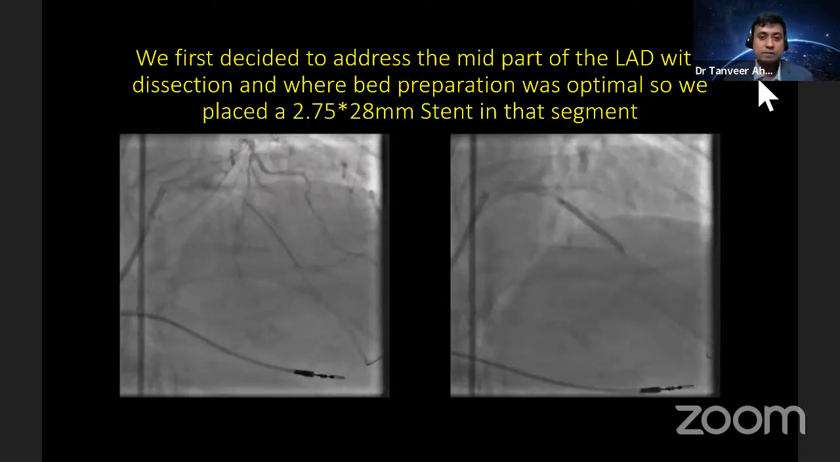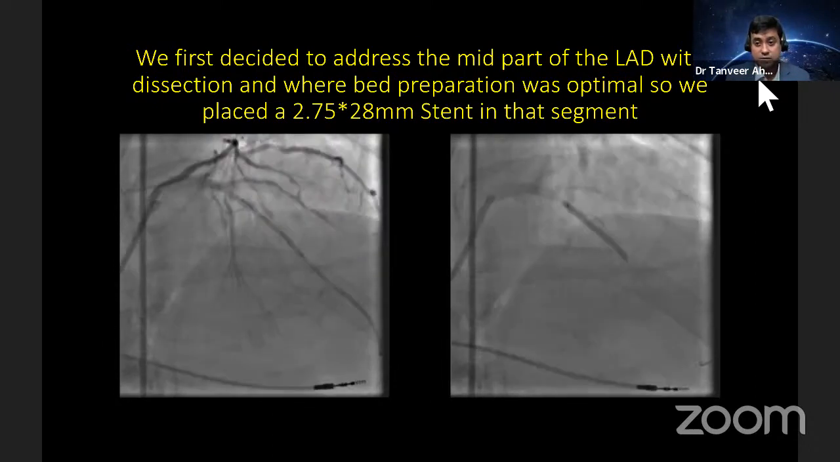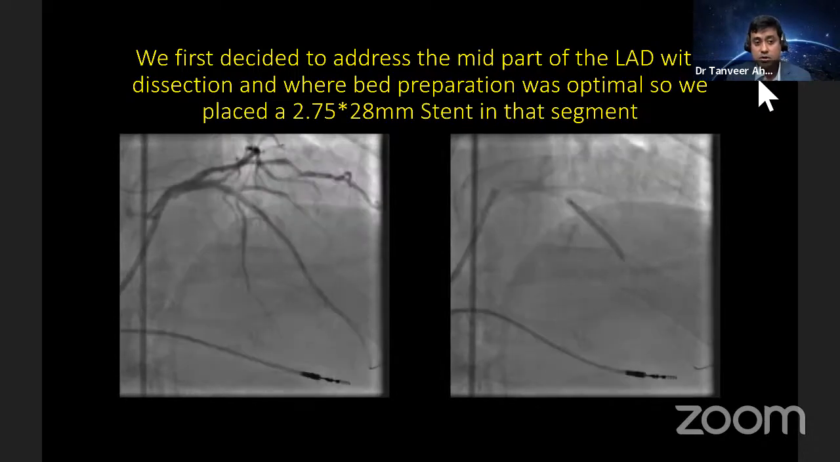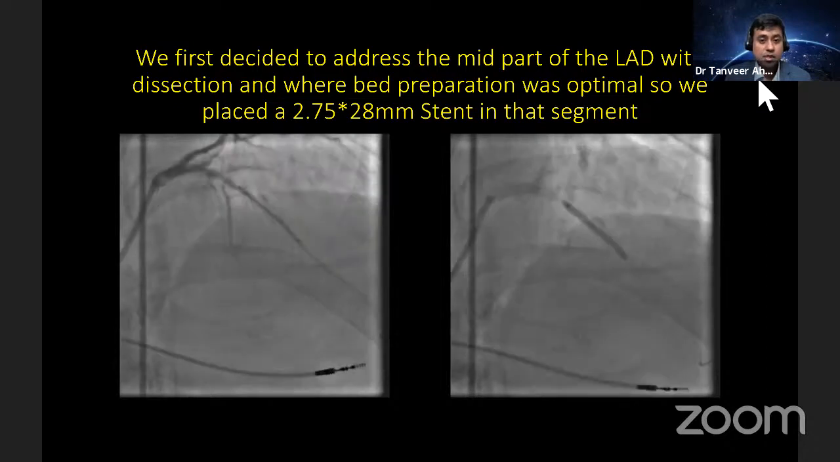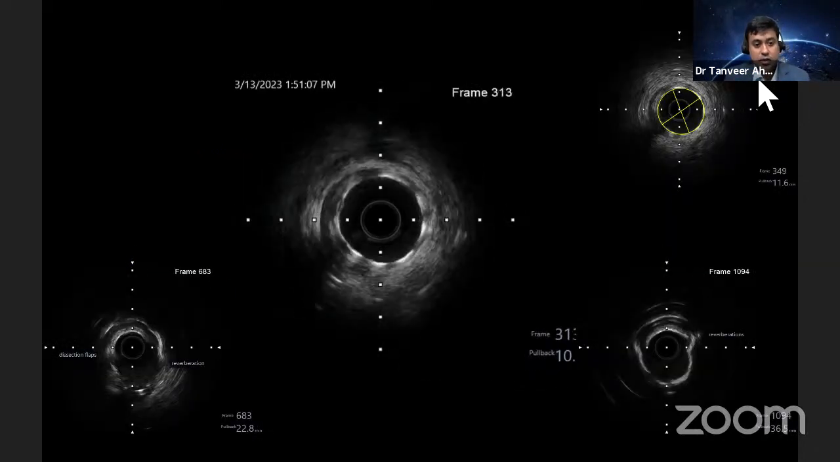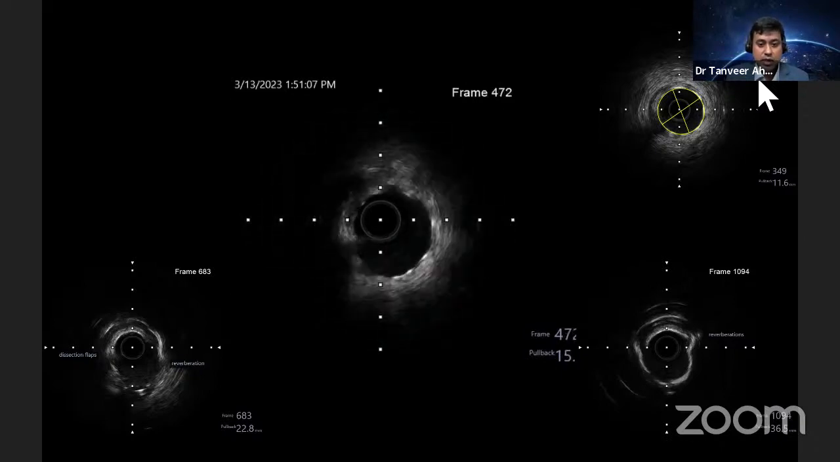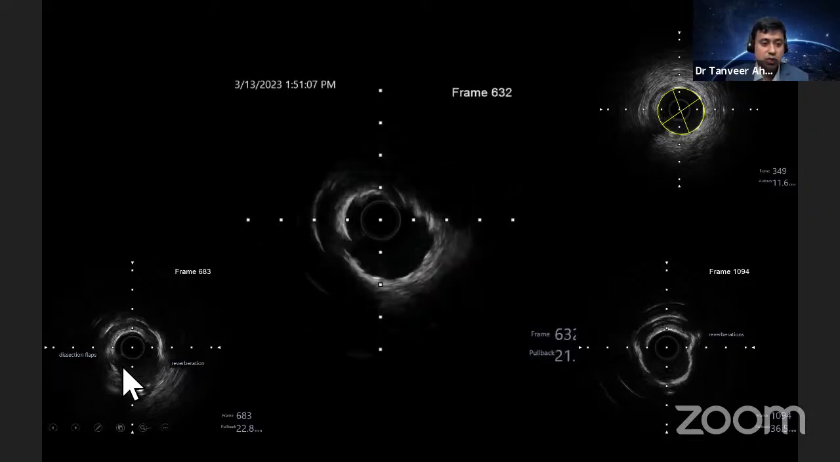So what we did first is we stented the distal part where we thought the pre-dilatation was good enough, because we had prepared the bed with a 2.75 balloon. And so we stented that part of the vessel so as not to extend the dissection flap distally. And then we did an IVUS. This time the IVUS actually went smoothly without much difficulty. The vessel distally was nicely apposed with the stent. MLA was satisfactory. In the proximal part, we can see there are some reverberation shadows, there are some cracks.